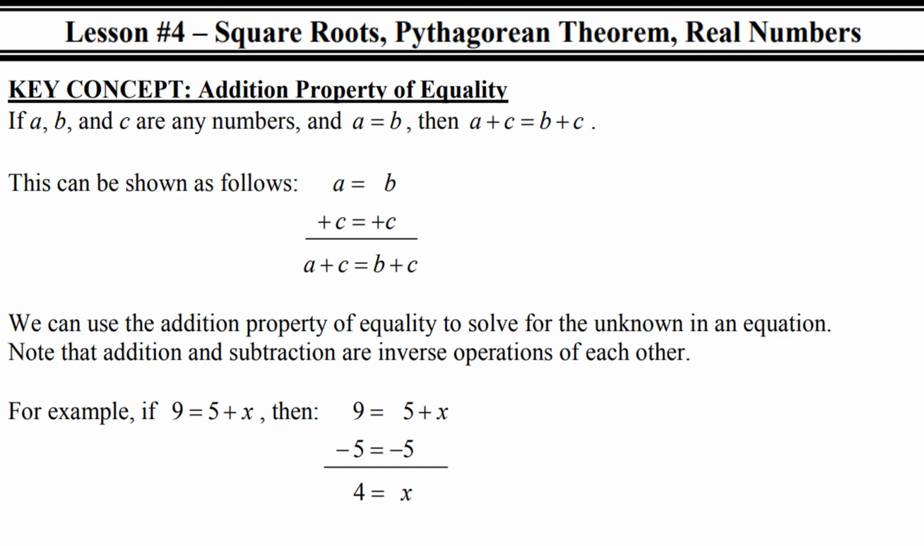In this case, if 9 equals 5 plus x, then we can subtract 5 from both sides. On the left, 9 minus 5 gives us 4. On the right, 5 minus 5 cancels out. Technically, it gives us 0, and 0 plus x is just x. And we're left with 4 equals x, so we've solved for x.